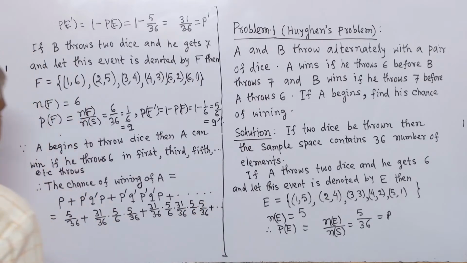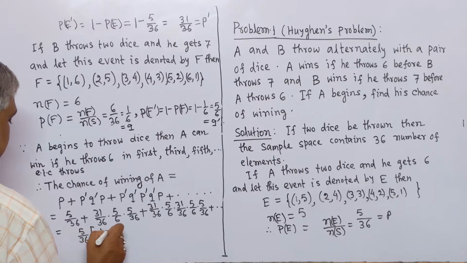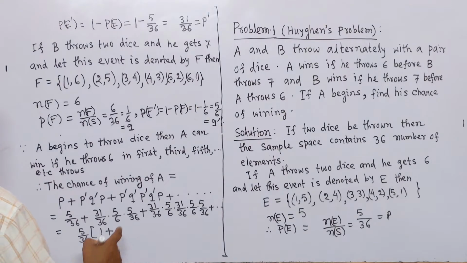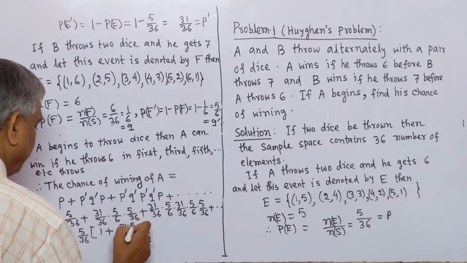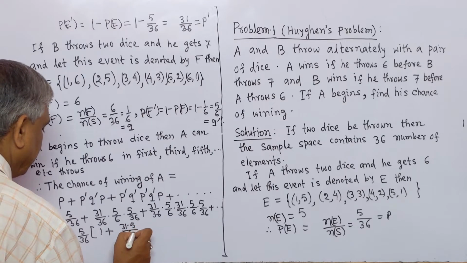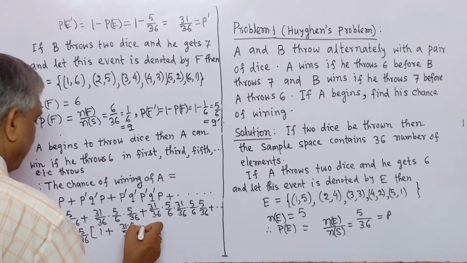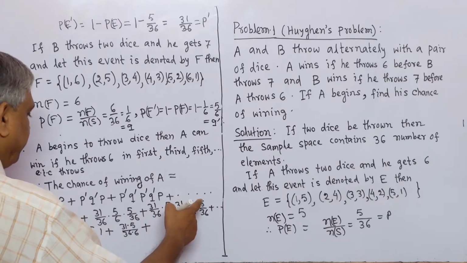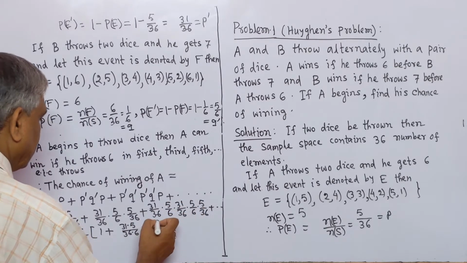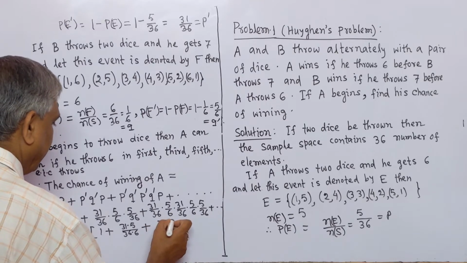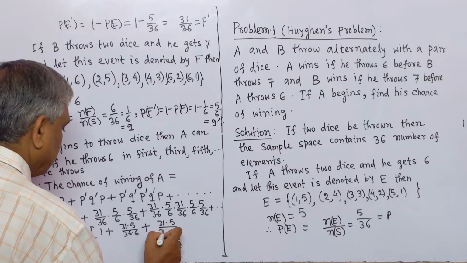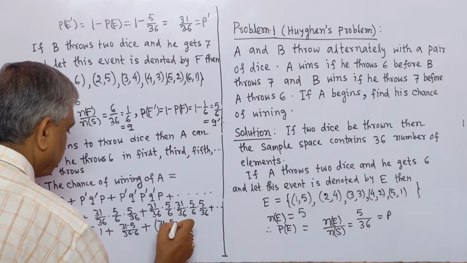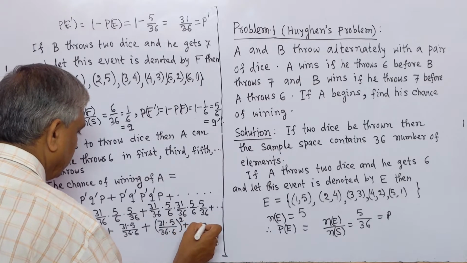and so on. If we take 5 by 36 common, we will get 1 plus 31 multiply 5 by 36 multiply 6, plus, here we have taken 5 by 36 common, 31 multiply 5 by 36 multiply 6 whole square, and so on.